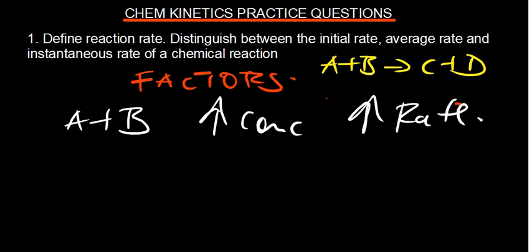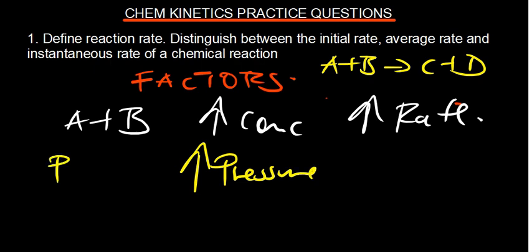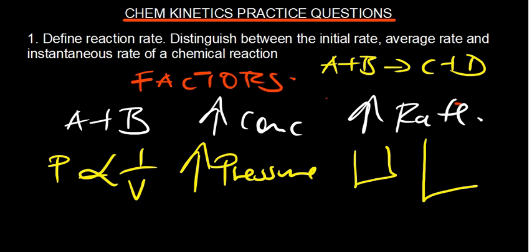Talking about gaseous products, an increase in pressure. If you increase the pressure, of course, we do understand that pressure is inversely proportional to the volume. So the moment you increase the pressure, the volume is supposed to be reduced. And if you reduce the volume of a container, you expect that in a smaller container, with the same number of particles or the same concentration, there are going to be more collisions. So increasing the pressure will also increase the rate of a chemical reaction.